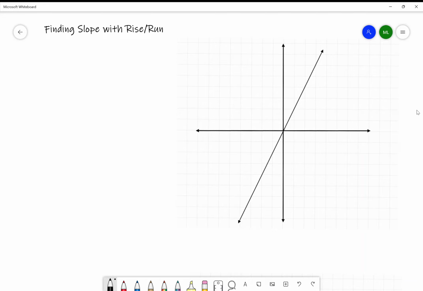Alright, hey everyone. So today I want to talk about finding slope with rise over run. Alright, so first let's begin.